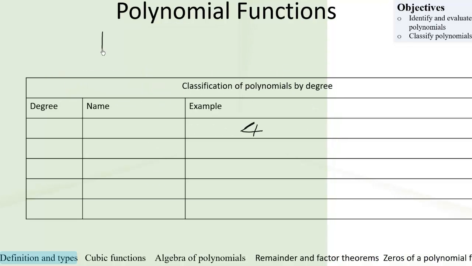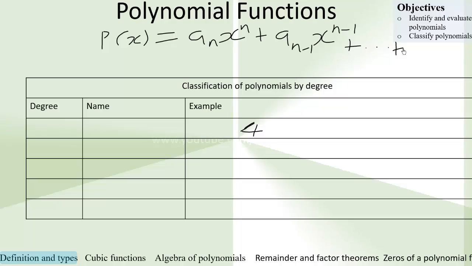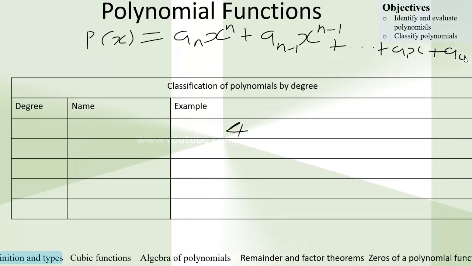So when we have p of x equals, let's say, a sub n x exponent n plus a sub n minus 1 x exponent n minus 1 up to a sub 1 x exponent 1 plus a sub 0, the degree is the n we are talking about. So in this case, the degree is 0, n is equal to 0. And we call this polynomial a constant polynomial.